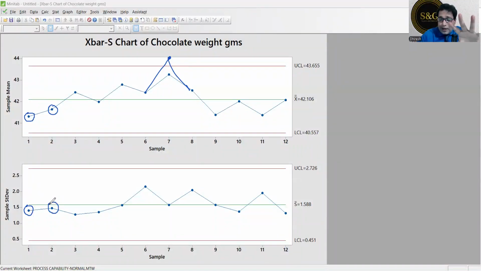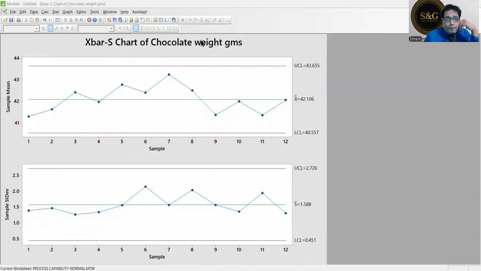Okay. So now, by seeing this graph, we can say that the process is a stable process. Yes or no? With this X bar S chart, we can declare the process stable. So before process capability, we have to first do stability. This is the first check, and stability is done. Very good. Now the second step is we have to do the normality.